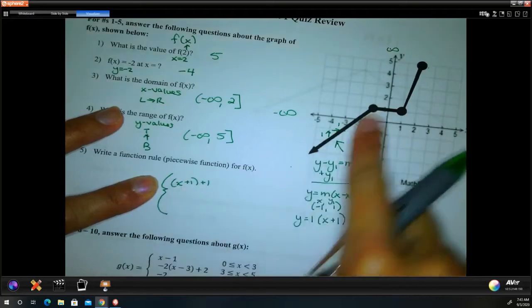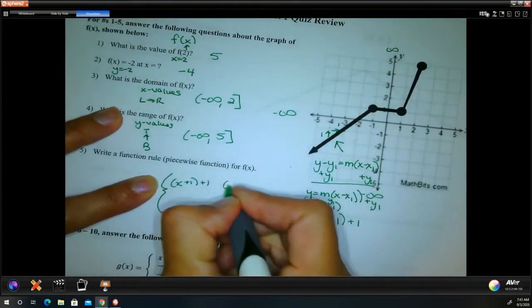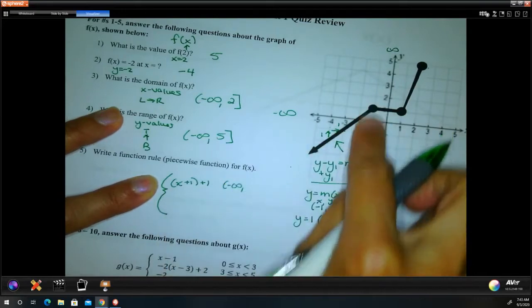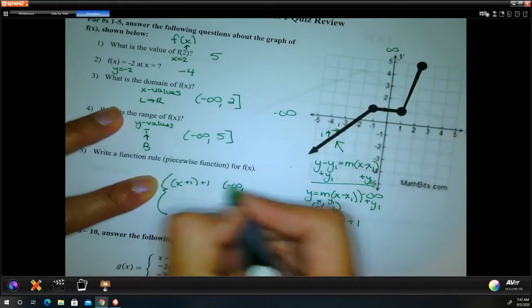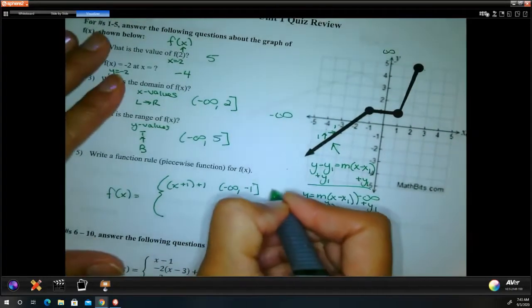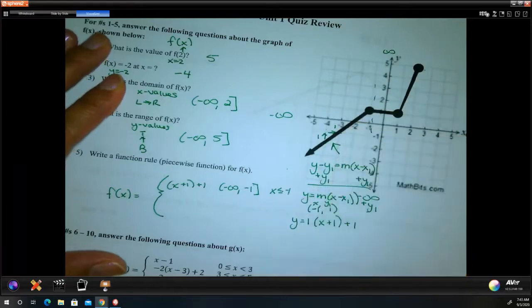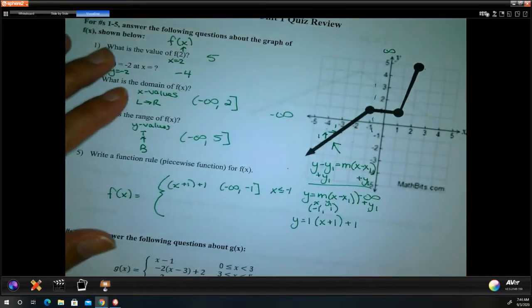Now we need to say the piece for this. So this goes from negative infinity all the way to negative 1, and then I want to bracket that. You could also write this as x is less than or equal to negative 1, because that's the cutoff for that piece.